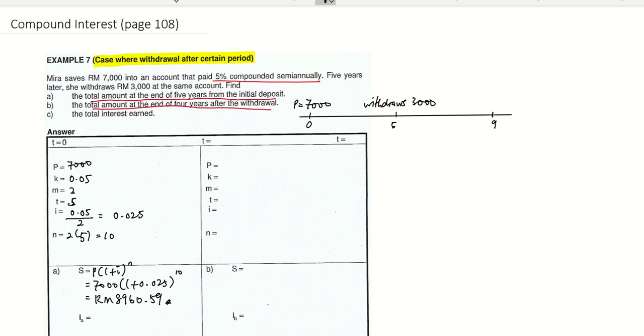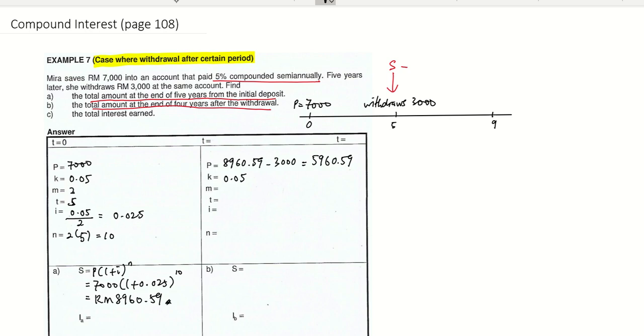Since she has withdrawn 3,000 at year 5, the principal here is not 7,000. The principal here is the value of S minus the amount withdrawn. So 8,960.59 minus the amount she withdrew, which is 3,000. So the new principal that we will use to calculate the total amount for the next 4 years is 5,960.59.